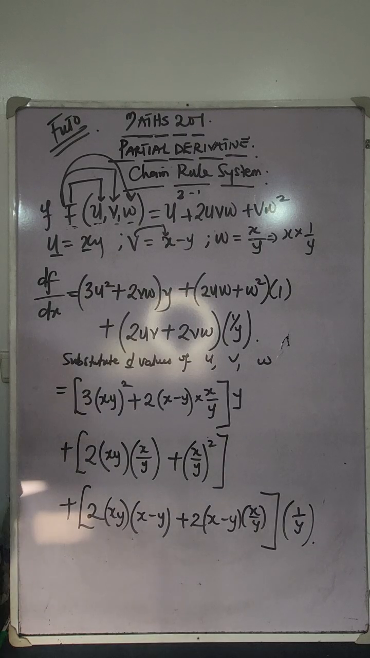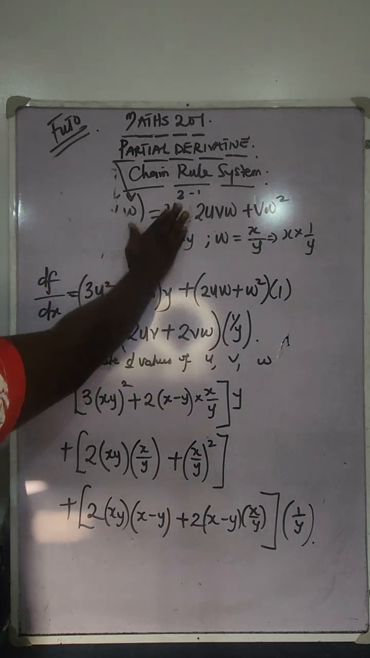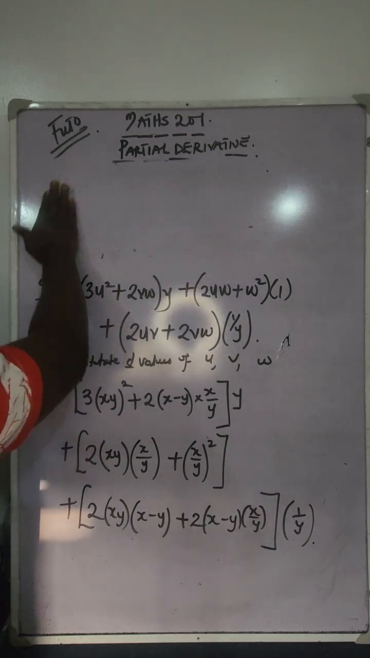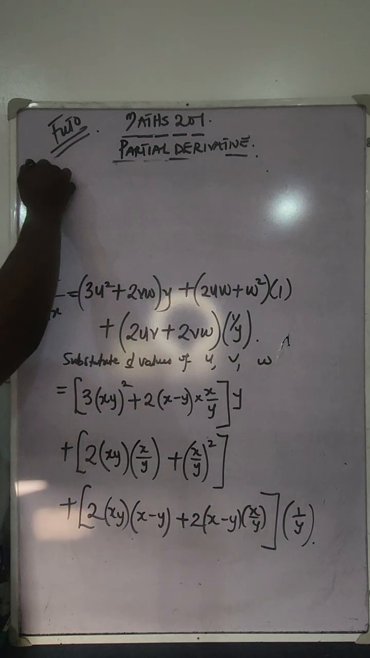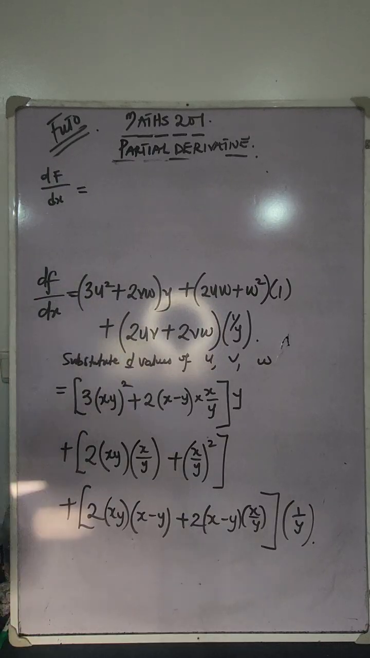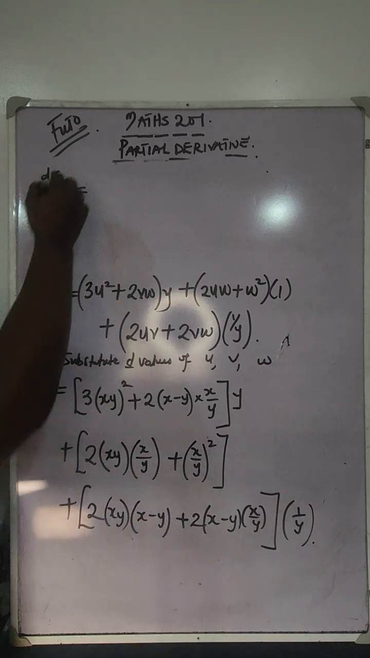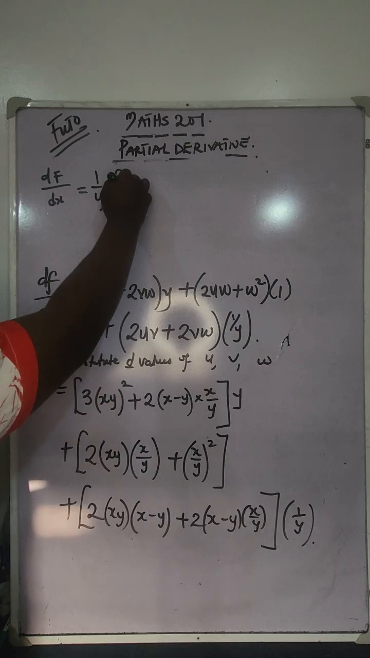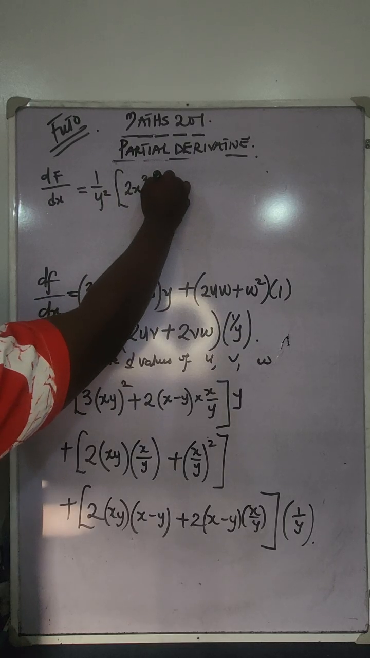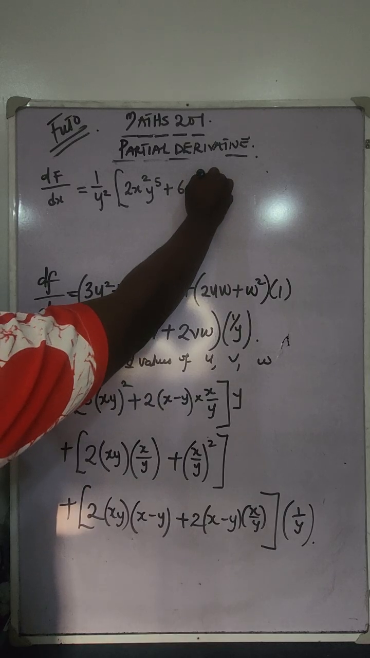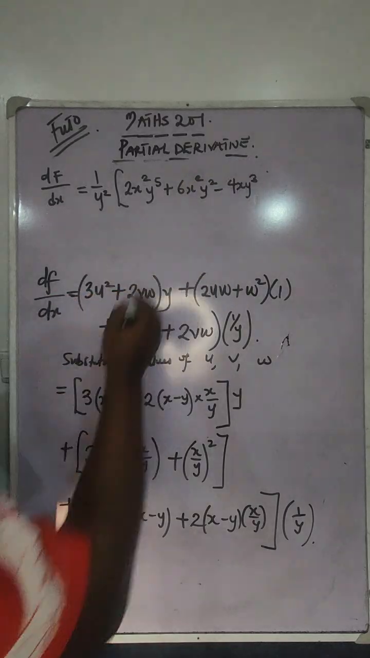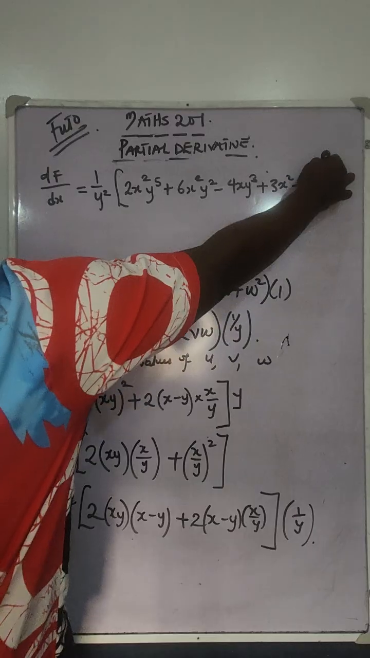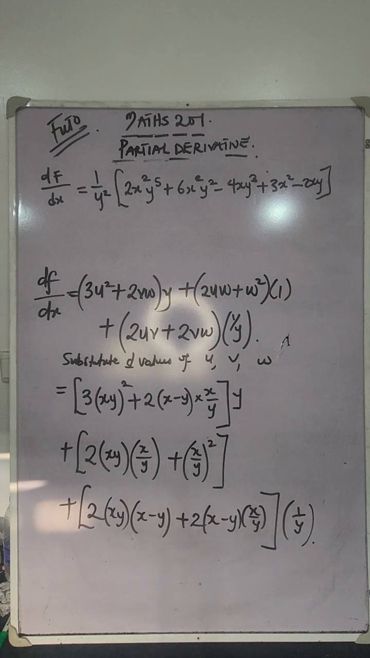So at the end of it all, by the chain rule, your df/dx will be, if you break this down, 1 over y squared into the bracket of 2x squared y to the power of 5 plus 6x squared y squared minus 4x y cubed plus 3x squared minus 2xy. That is the value of df/dx.